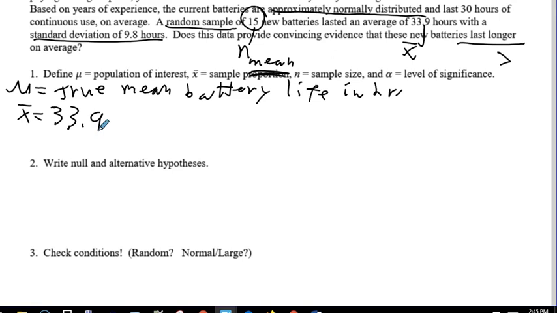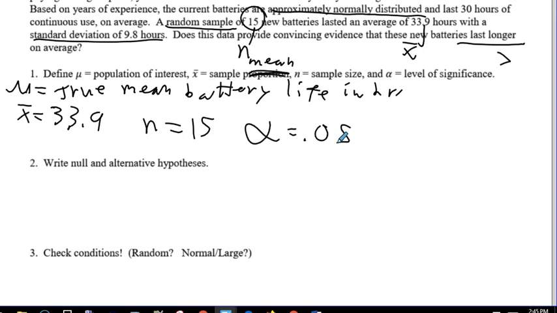We need to identify our n. Well, how many were there? It says there's 15. All right. And then our alpha, which is not stated, so that's going to be 0.05 because it was not given to us.